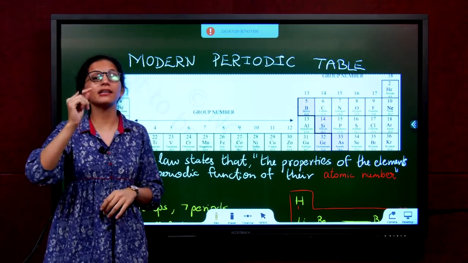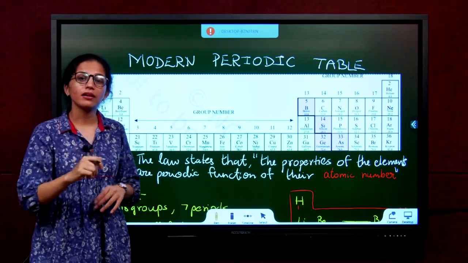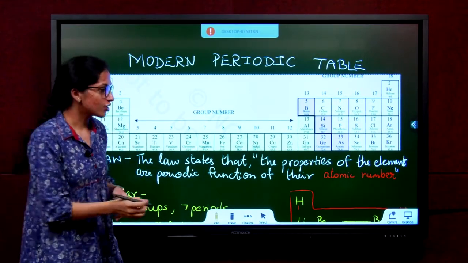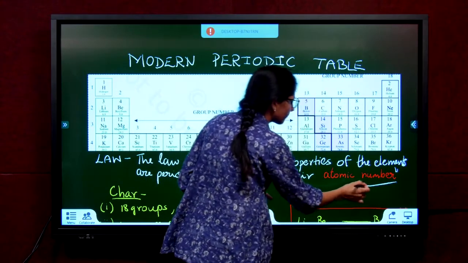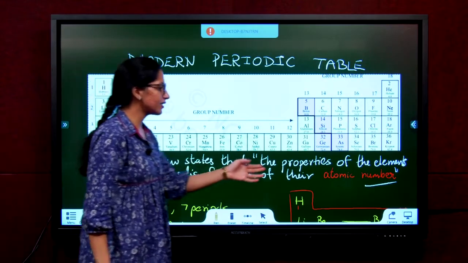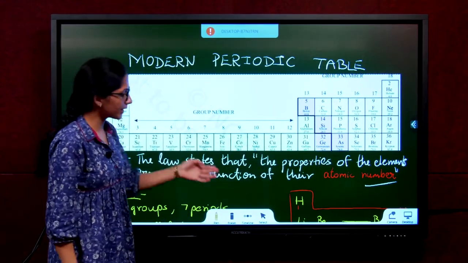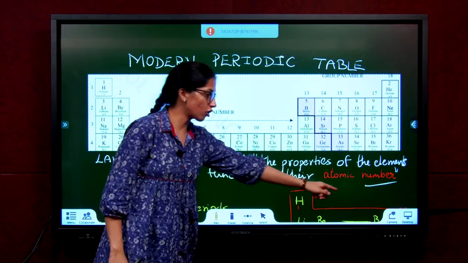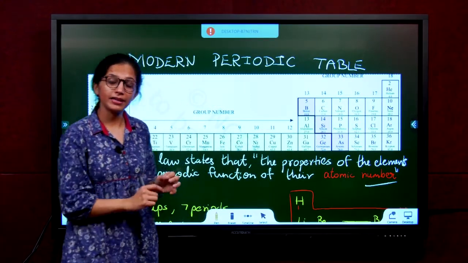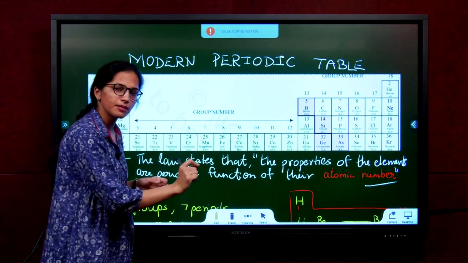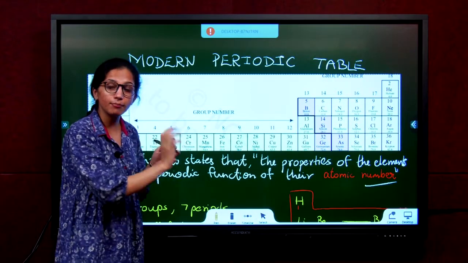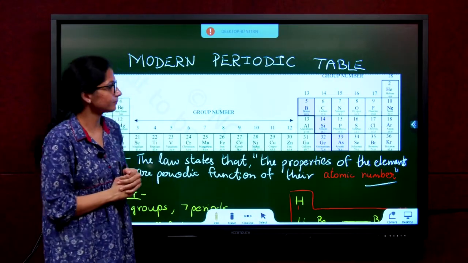We have a more clear factor that will give us better differentiation, and he said instead of atomic masses, you take atomic number. The same law got converted to, the law states that the properties of the elements are periodic functions of their atomic number. Masses got converted to number. Mendeleev arranged in increasing order of atomic mass. Now Moseley said make it increasing order of atomic number. Don't care about the mass.